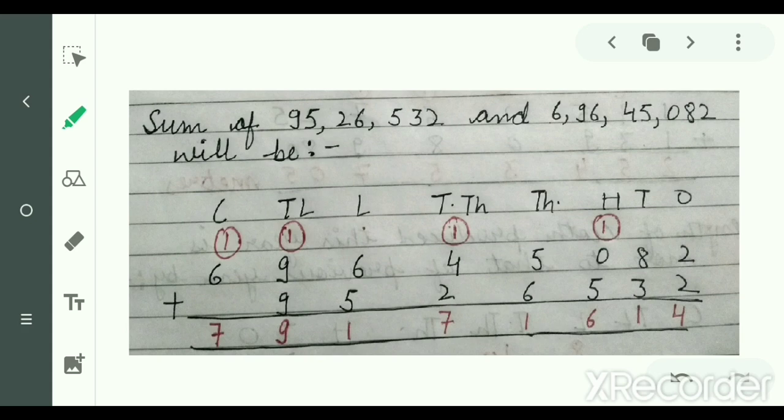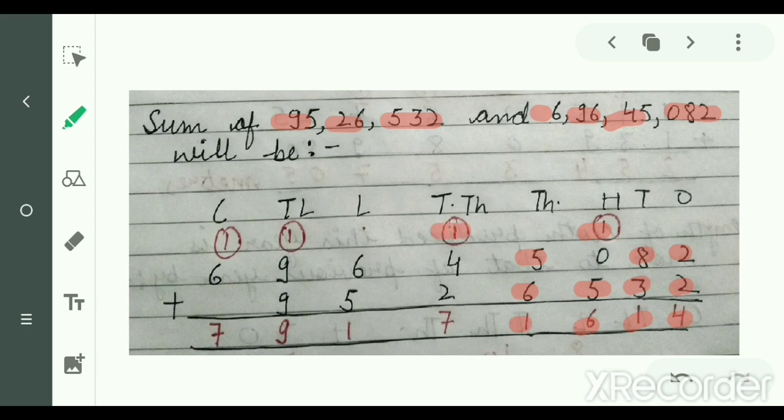Our first number is 95,26,532 and the next number is 6 crore 96,45,082. So while doing addition, at ones place we have 2 plus 2, this will be 4. At tens place we have 8 plus 3, this will be 11. 1 will be here and 1 will be carried forward. 1 plus 5, we have 6. At 1000 place we have 5 plus 6, this will be 11. 1 here and 1 will be carried forward.